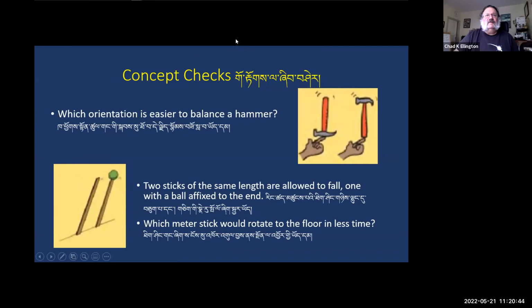So let's get some conceptual questions in. There's actually 2 on this screen. We'll only focus on the top one. It's asking which orientation is easier to balance a hammer, where you have the hammer part against your finger and the handle further away? Or is it easier to balance it with the metal hammer up further away with the handle on your hand?